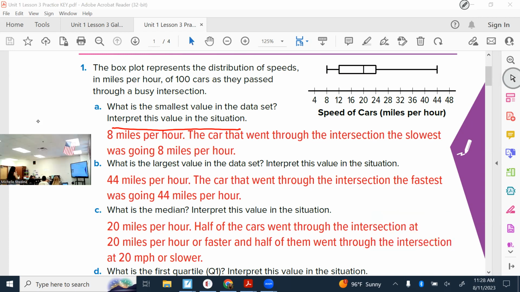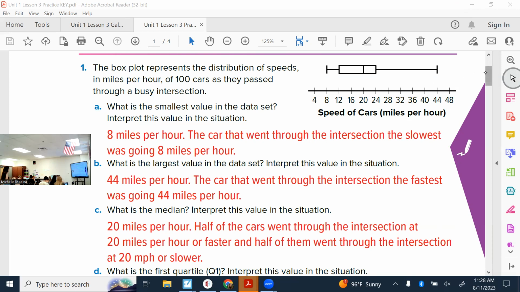Yep. You just put a number wrong. Right here it says interpret the value. So you just have to say what that number means. Does it need to be that super long sentence that I have? No, you could say, for the median, for part C, half of the people went slower than 20 miles per hour, half of the people went faster. Questions on that? Any that are confusing, we can go over after we fill it in.